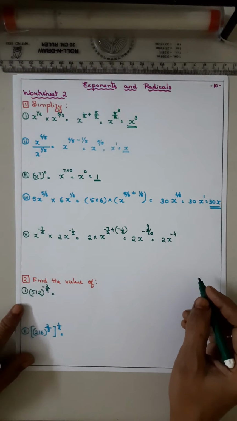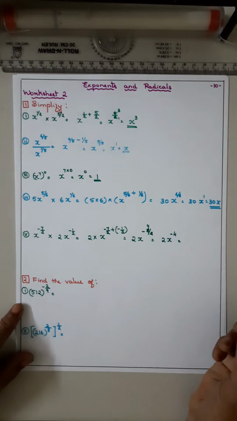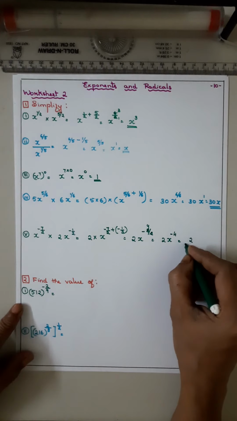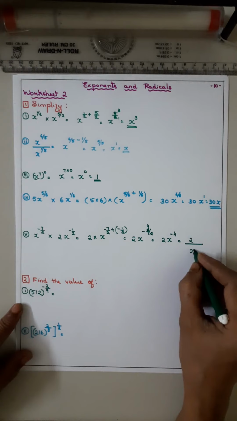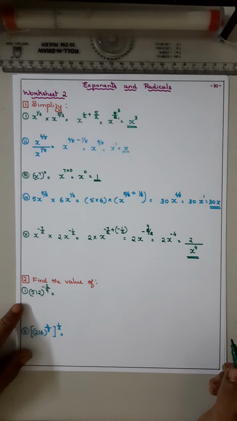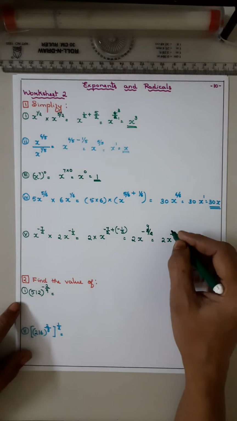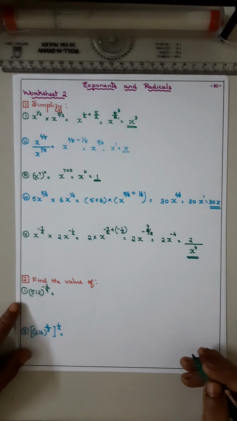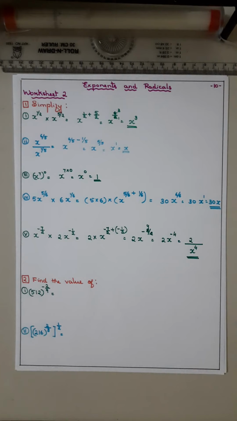Isn't it? So, the negative power means what? 2 upon x to the power 4. Understood? So when there is a negative power, you take it to the denominator. The reciprocal you have to write.